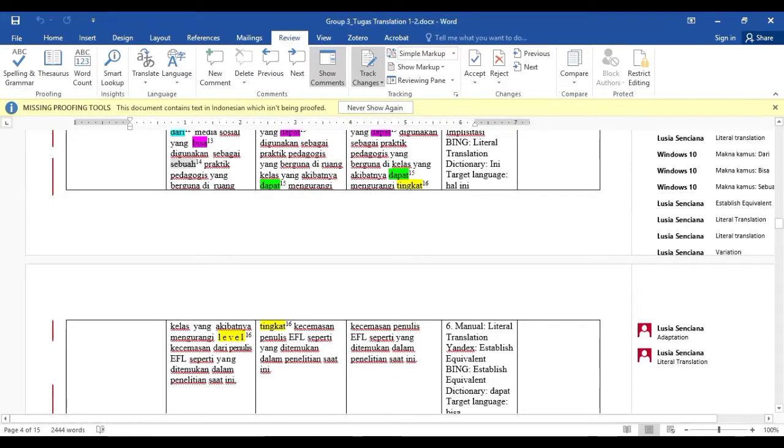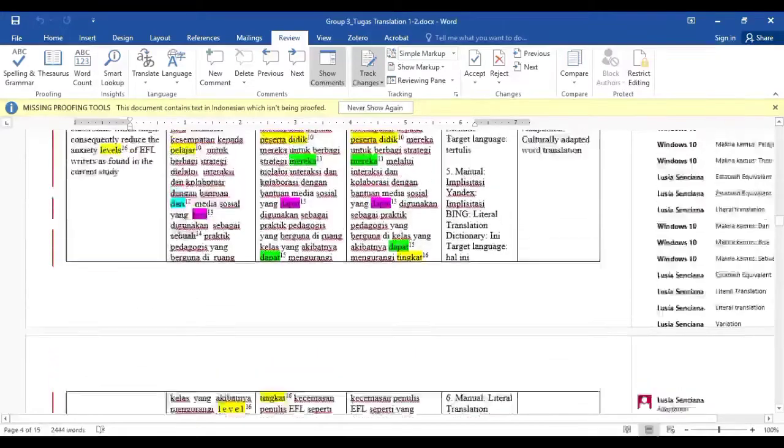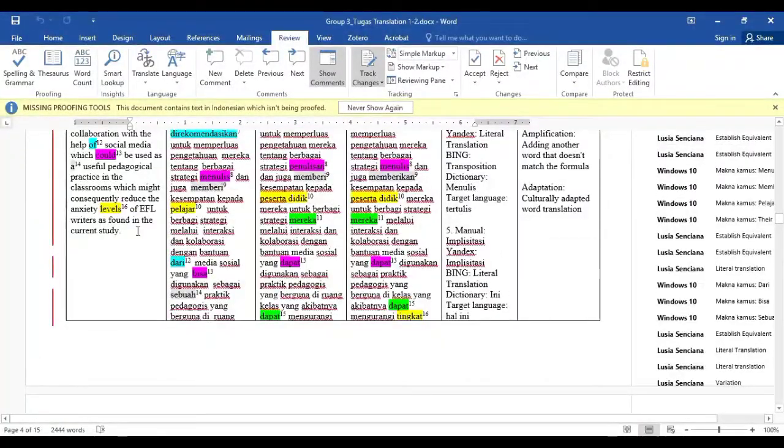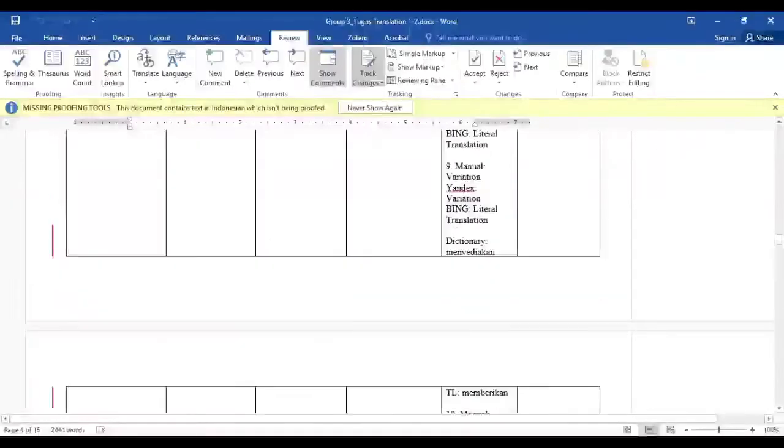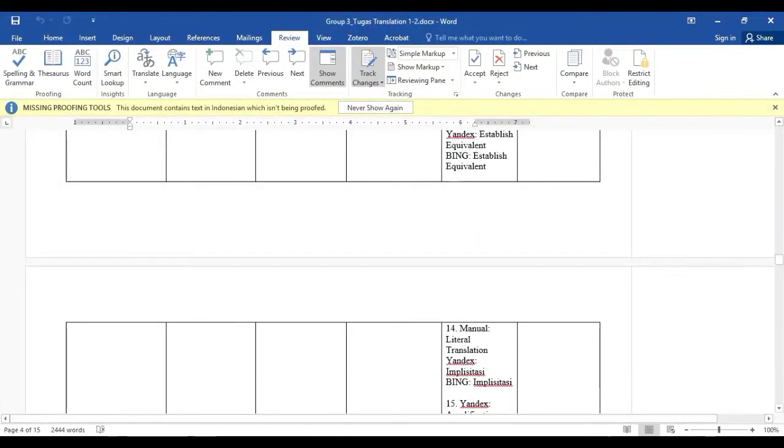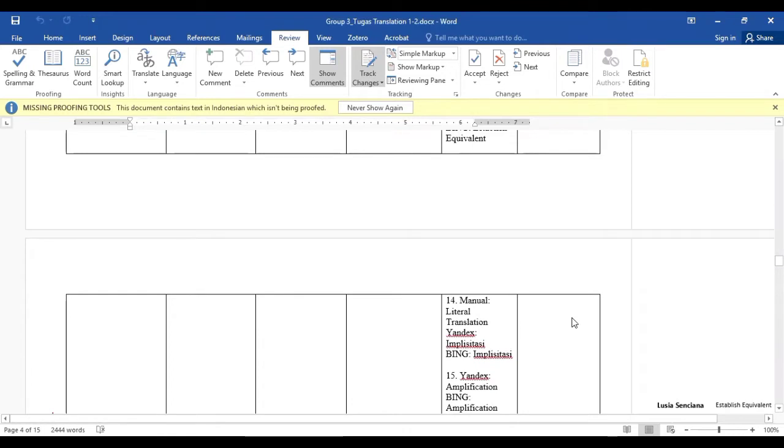Next is number 14. 14 is a, and the dictionary meaning is sebuah. So in the manual translator, interpreted to sebuah, and in the Yandex and Bing translator cannot interpret it. The method is manual translator using literal translation. This is word by word translation process, and in the Yandex and Bing translator using implicitasi. This is add a new word to target language.